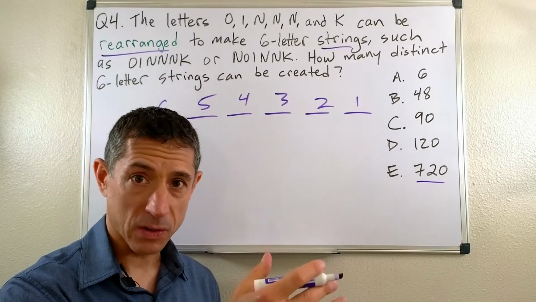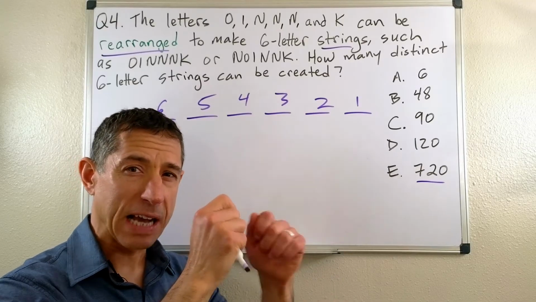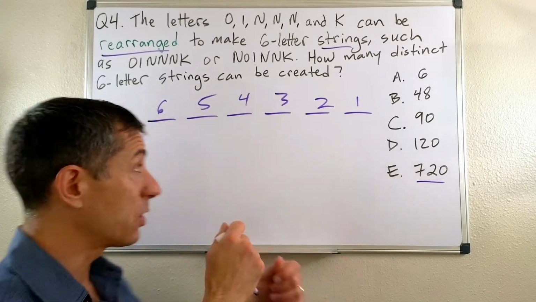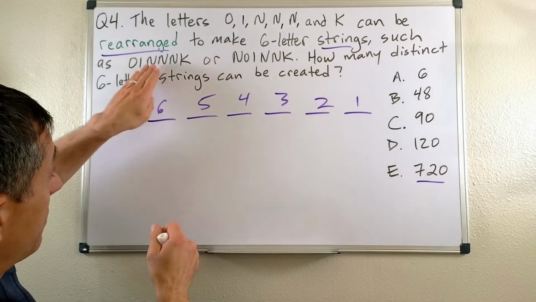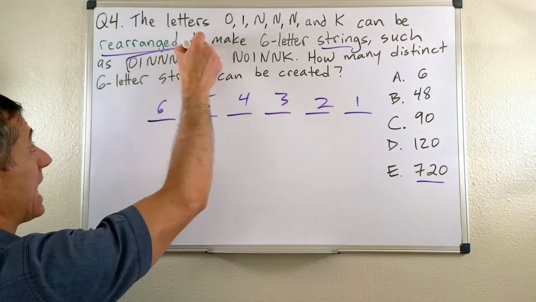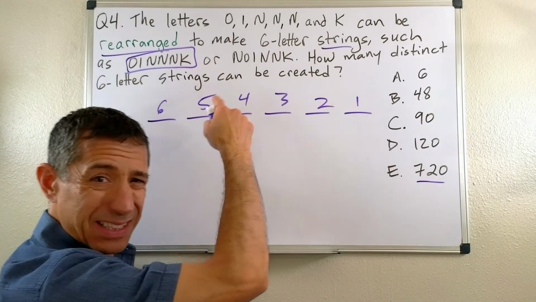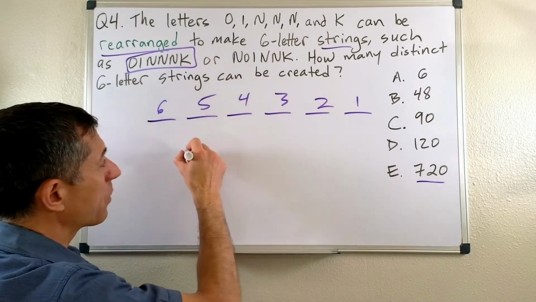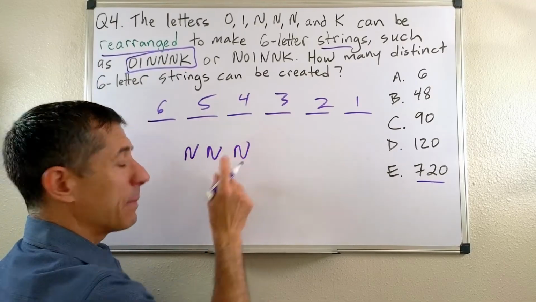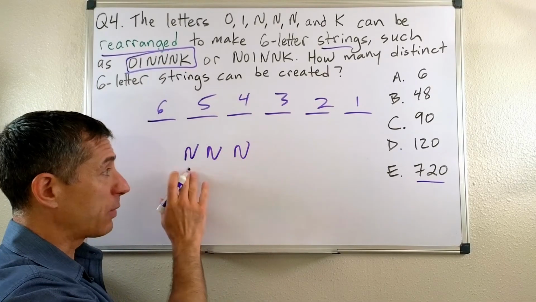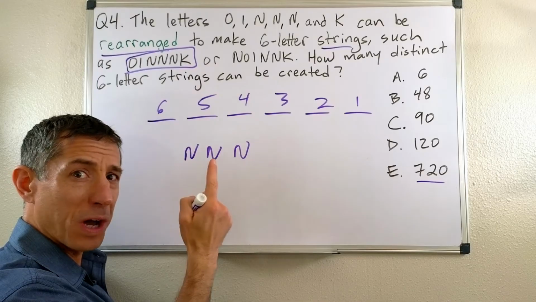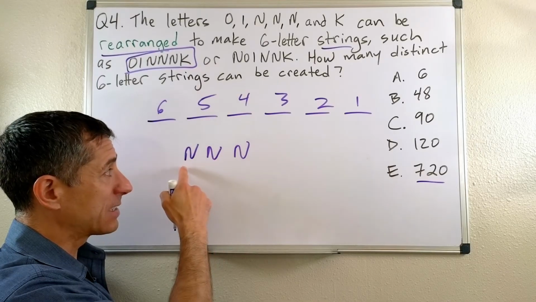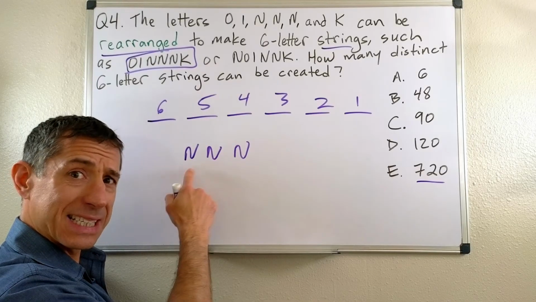Here's where the logical wrinkle comes in: you've got the same letter repeated. So if I have this, for example, O-I-N-N-N-K, it's 3 different N's, but they all look the same. So another way to think about it is, how many different 3-letter strings could be created with 3 N's? Only 1, right? We're not saying that it's 3, 2, and 1, because it's the same letter.